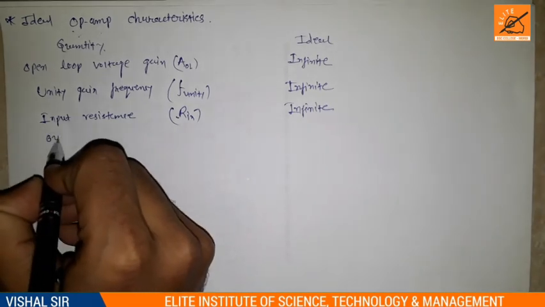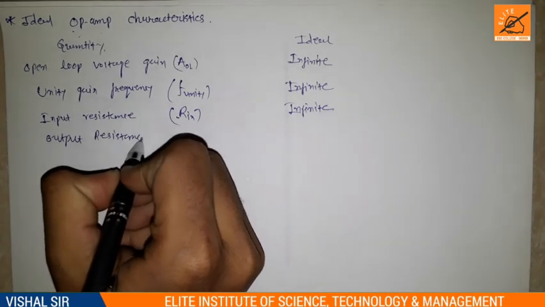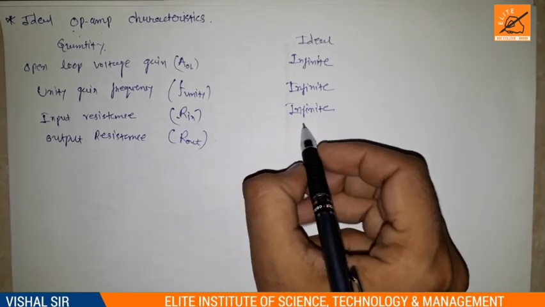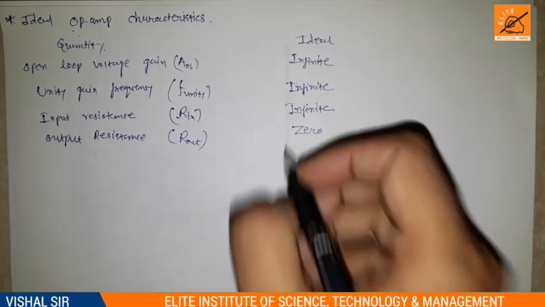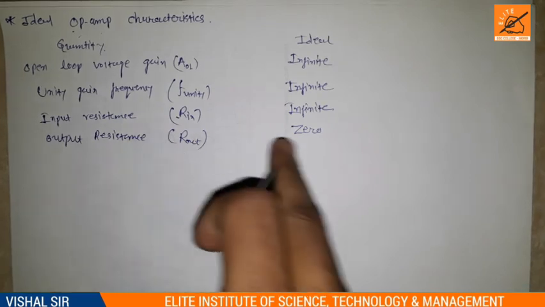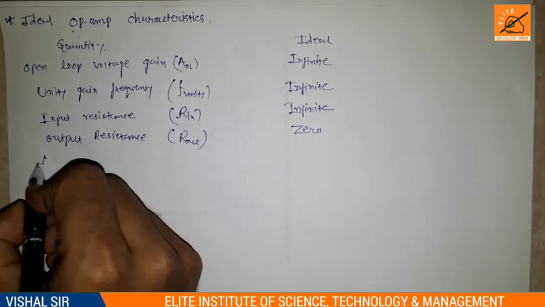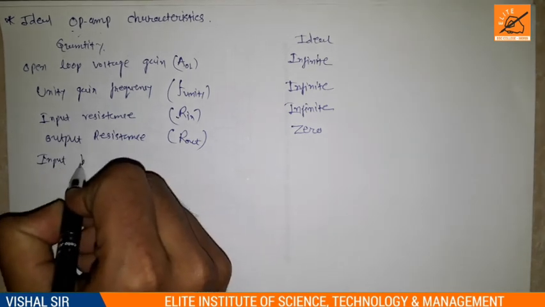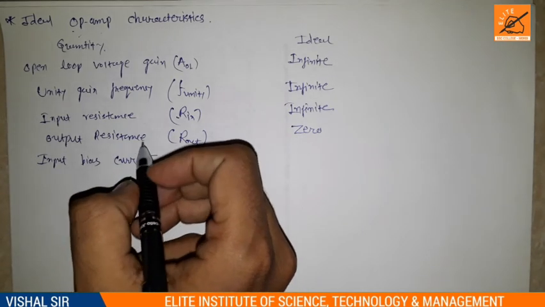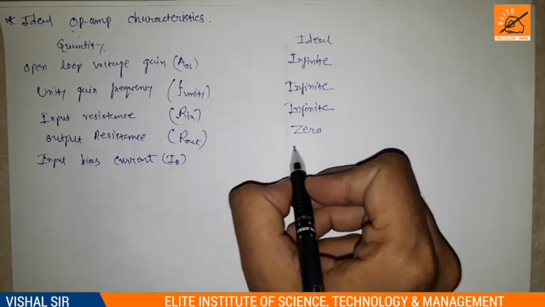Then output resistance, denoted by R out. Its value will be 0. So you have to keep in mind these two things: input resistance will be infinite, output resistance will be 0. So both are opposite. Then input bias current, IB, its value will also be 0.